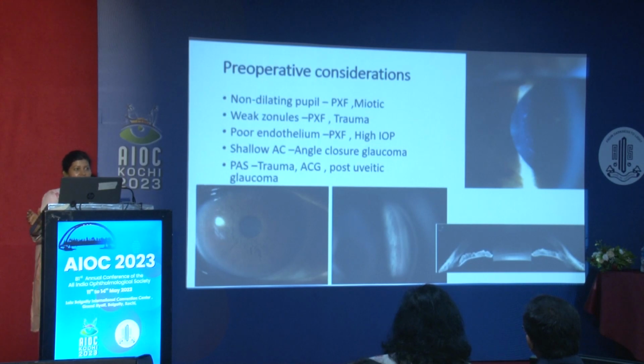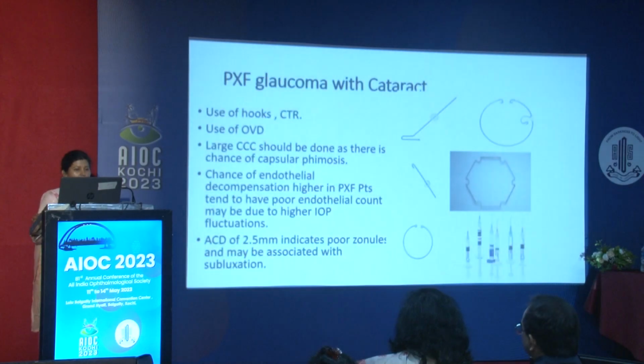Phacoemulsification with trabeculectomy doesn't come without complications. Basically, these are always quite difficult surgeries. Why? Because most glaucoma patients have a non-dilating pupil because of chronic use of miotics or pseudoexfoliation. They are associated with weak zonules because of PXF or trauma. High fluctuations in IOP are well correlated with a poor endothelial count. They are also associated with a shallow AC, and there are high chances of existing pus, especially in post-uveitic cases.